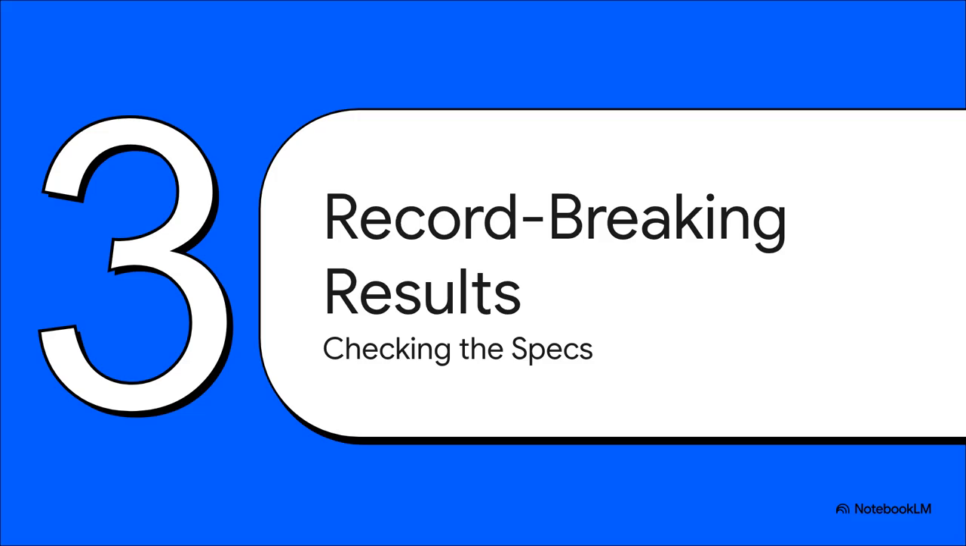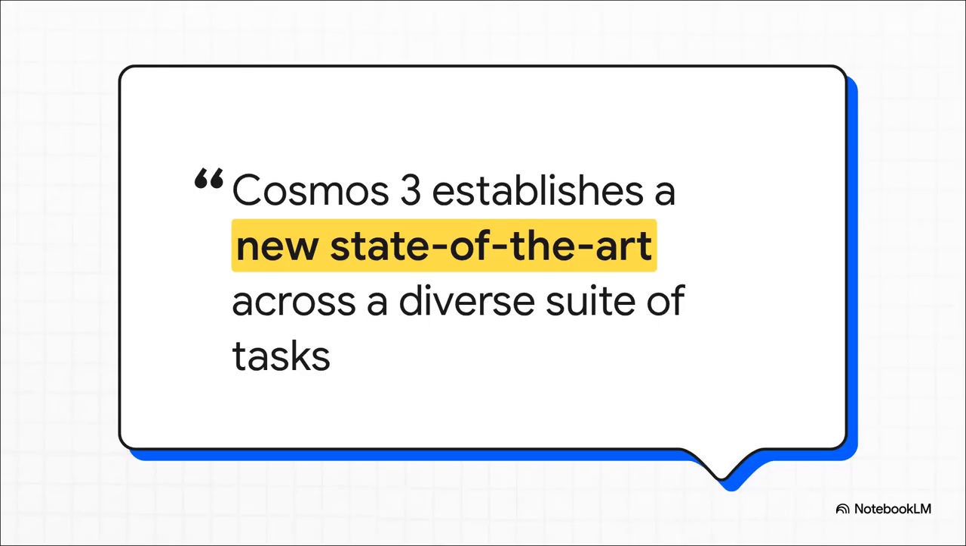Section 3. Record-breaking benchmark results. Checking the specs. Right in the abstract of the paper, the authors state that, quote, Cosmos 3 establishes a new state-of-the-art across a diverse suite of understanding and generation tasks. And they really did put this thing through the ringer. They didn't just optimize for one narrow trick. They tested both its ability to comprehend incredibly complex inputs and its ability to generate top-tier outputs.